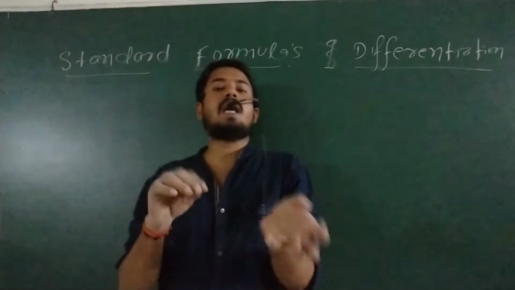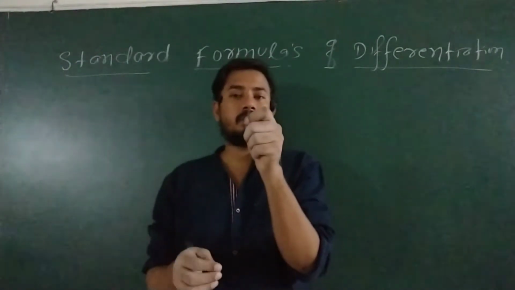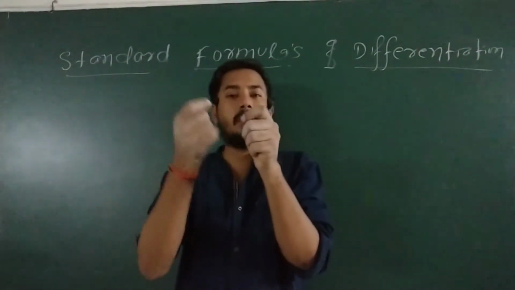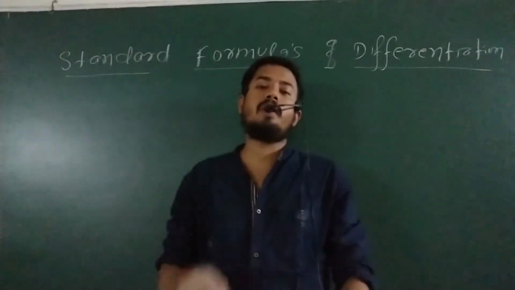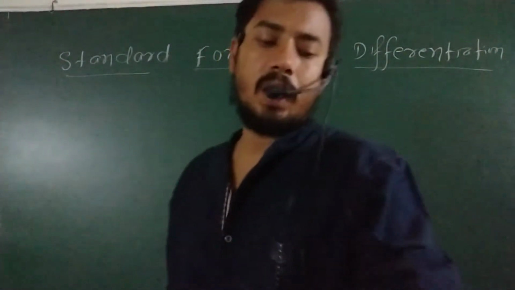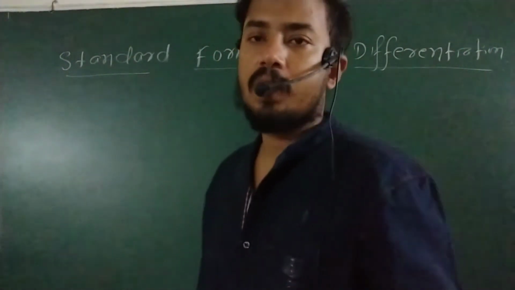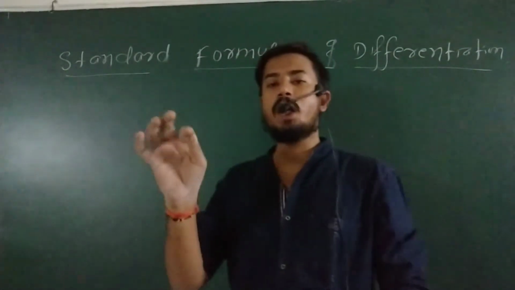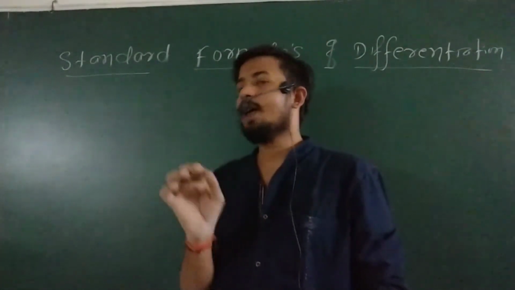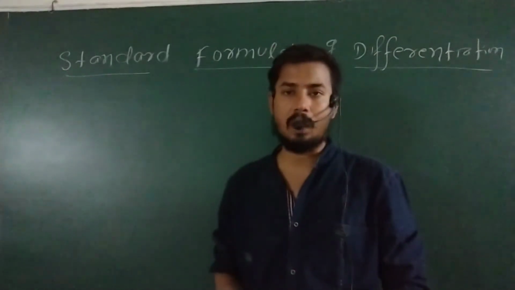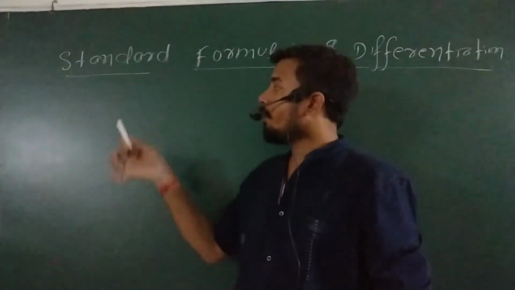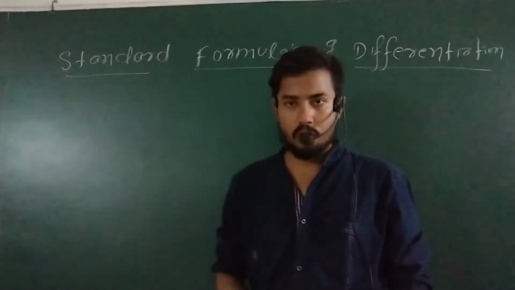So differentiation, I told you, is the rate of the dependent variable with respect to the independent variable. Suppose y is a function of x, so differentiation will be dy by dx. D for what? A small rate of change. Everybody okay? So now we are going to study some formulas.